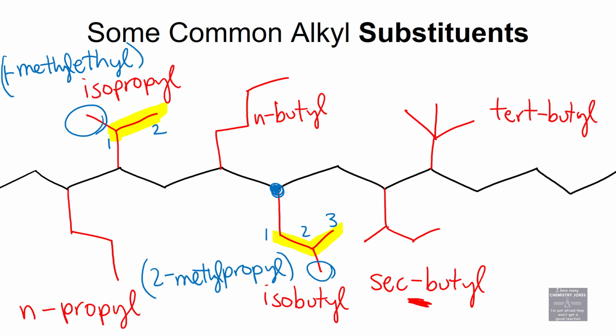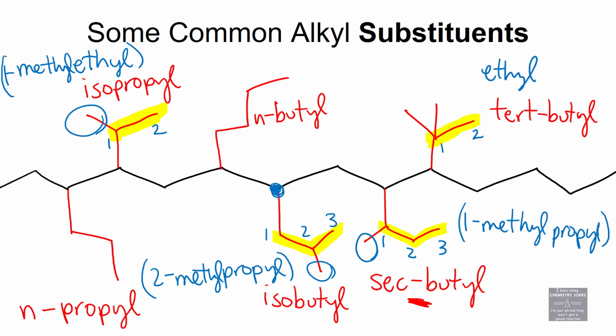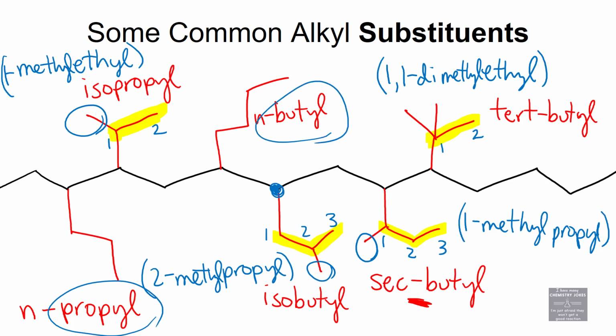If you look at sec-butyl, it also has a propyl, but it's a 1-methylpropyl. And finally, tert-butyl, it's an ethyl. It's a 1,1-dimethylethyl. So all of these could be named this red name, which is sort of common bleeding into IUPAC, or they can be named strictly with IUPAC rules, which is the blue stuff, except propyl and butyl would be named the same regardless. Normal propyl and normal butyl.